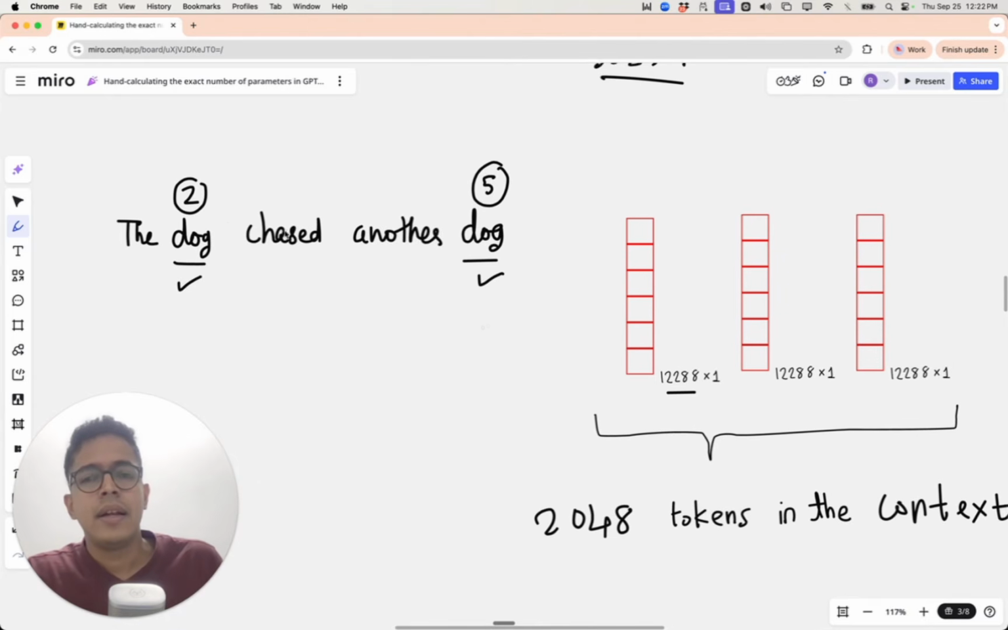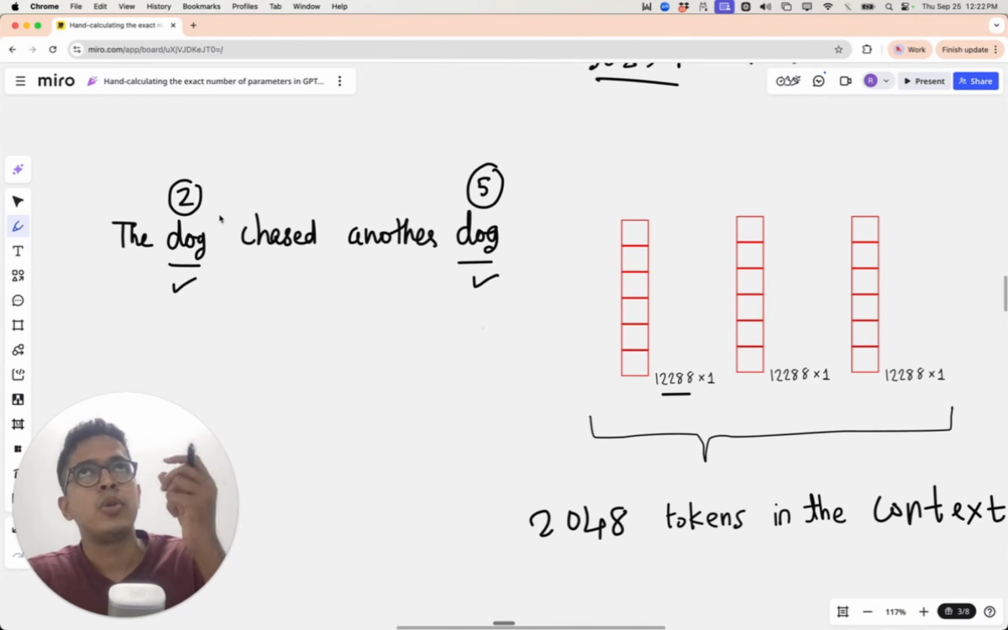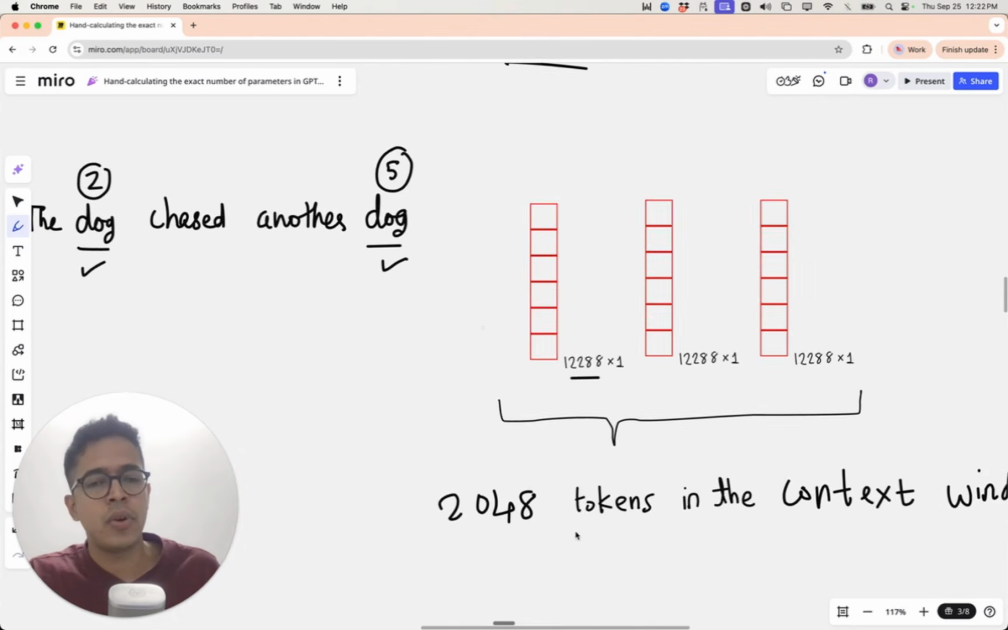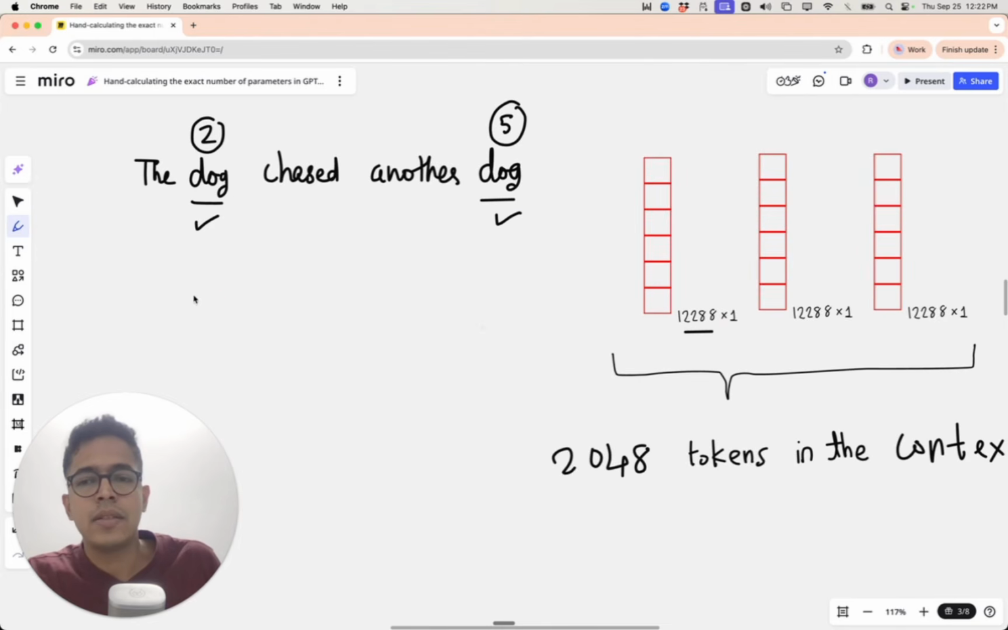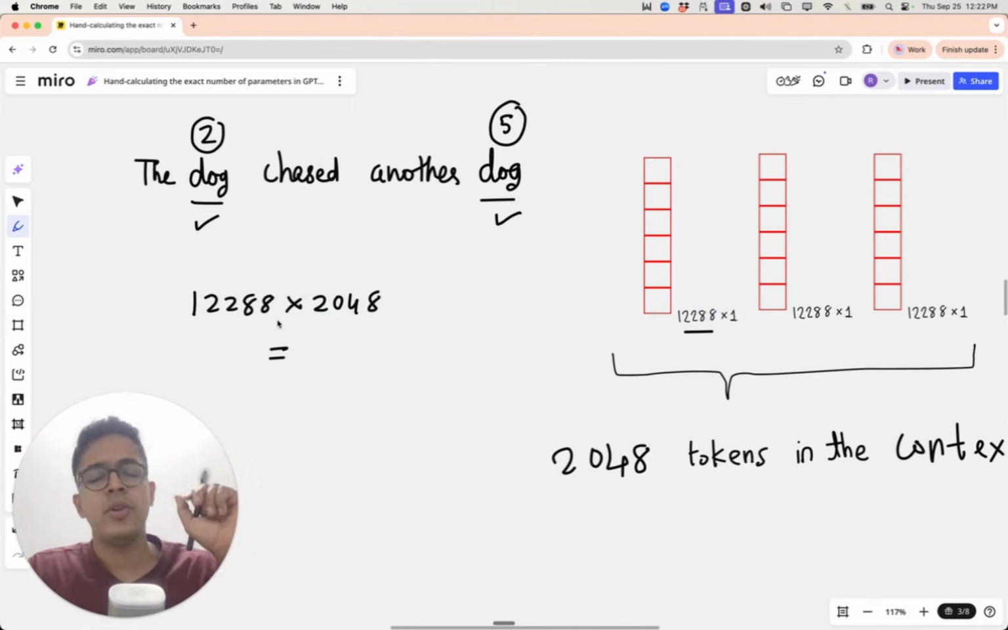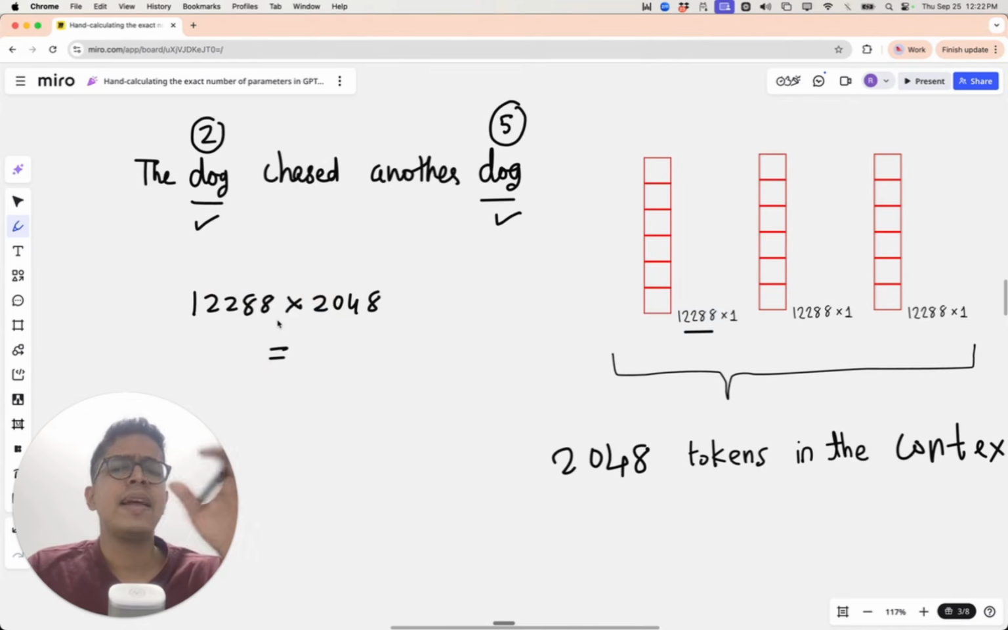And how many such position embedding vectors do you need? You will need as many as there are tokens in your context window. The context window is 2048, so you will need that many position embedding vectors. So what would the number of parameters be? 12,288 multiplied by 2048. And this is equal to, okay, before we use the calculator, let's roughly calculate how much this should be.